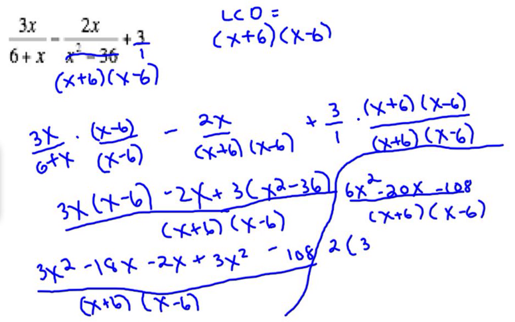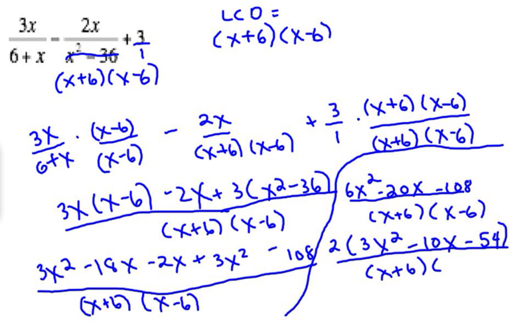Now I have a common factor here of 2, so I'm going to factor that out, and that leaves me 3x squared minus 10x minus 54 all over my x plus 6 times x minus 6.